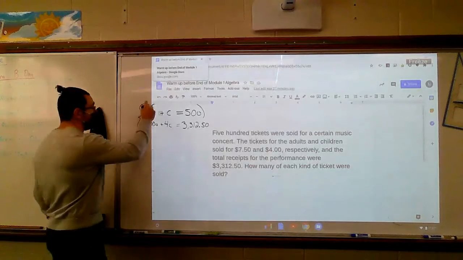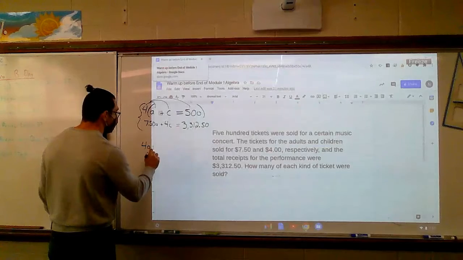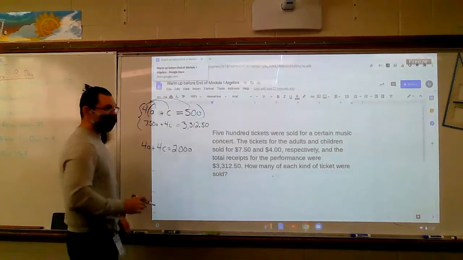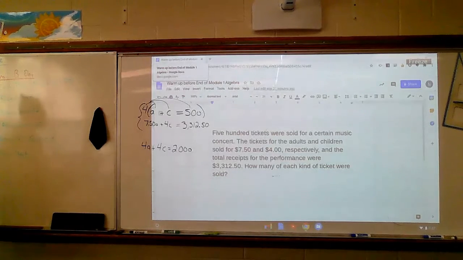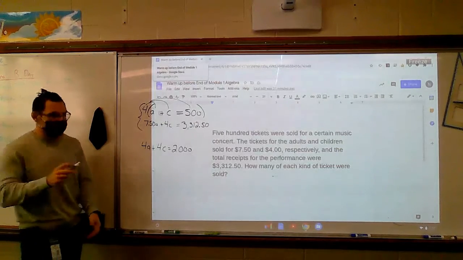So I'm going to multiply this entire equation by 4. That leaves me 4a plus 4c equals 2,000. And we learned last Wednesday, what day is today? Tuesday? So last Wednesday, that this is the multiplicative property of equality. If I multiply an entire equation, it does not change the equation. Well, that's the top one. Did I do anything to the bottom? No, so we just rewrite it.